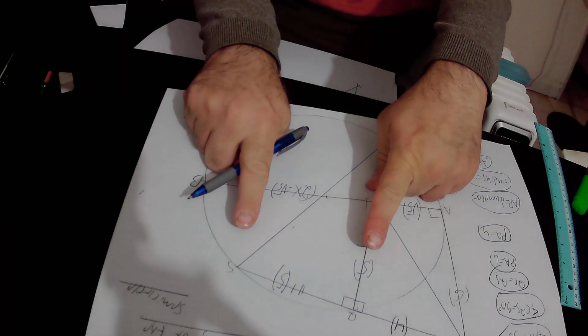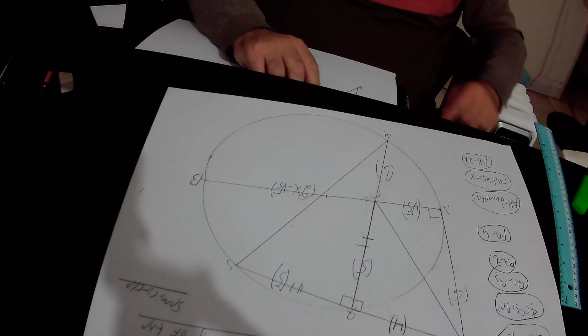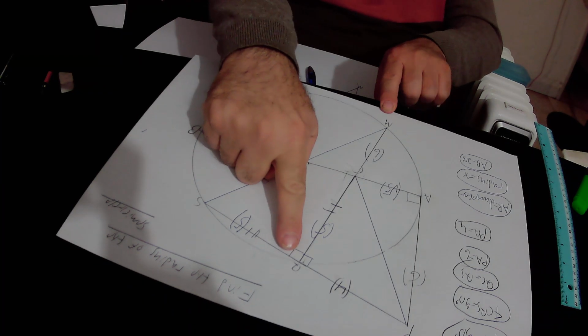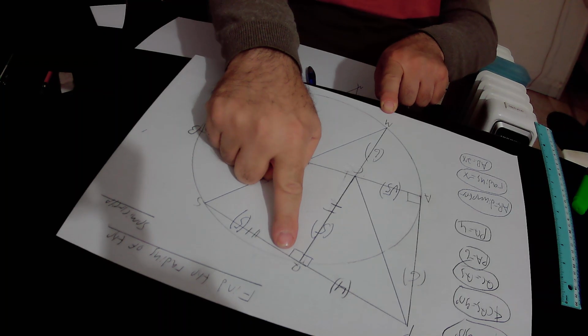Side QS equals 5 units in its length. What is the length of side QM? Well, it is very easy to say that QM equals QC plus CM. That is to say, QM equals QC, that is 5, plus CM, that is B. So in total, QM equals 5 plus B.